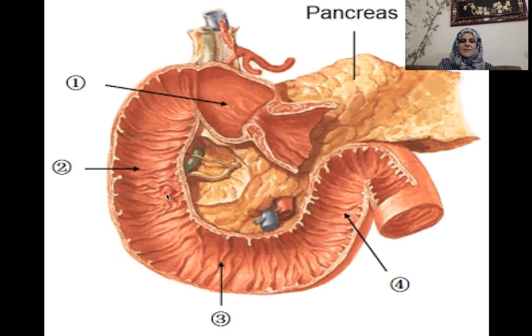This is important during endoscopy. When they do endoscopy, the endoscope they use is always marked in centimeters. So when you reach the pylorus, if you want to see the ampulla, the major duodenal papilla, you count 18 centimeters and you have reached its site. I have this duct which is called the accessory pancreatic duct.